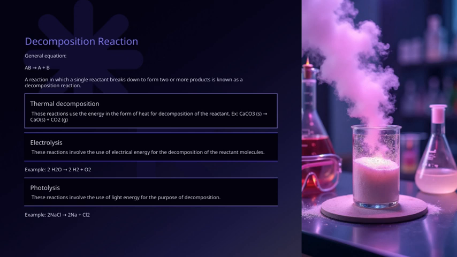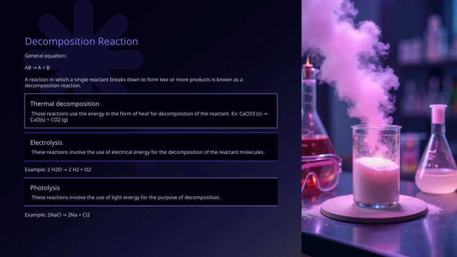Finally, I want to emphasize the general idea of decomposition reactions. Essentially, a single reactant breaks down into two or more products. The general form looks like AB turning into A + B. Recognizing these reactions helps us understand many natural and industrial processes where complex molecules are broken down into simpler substances.